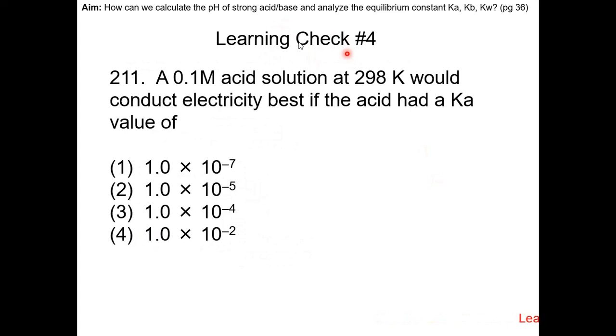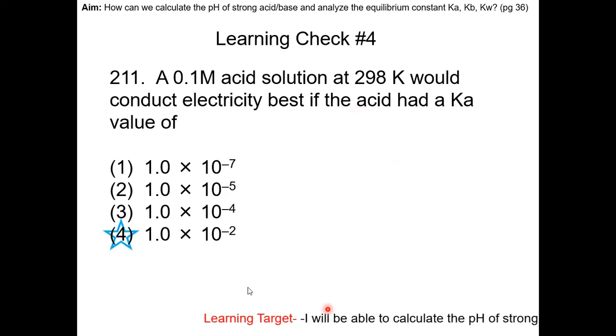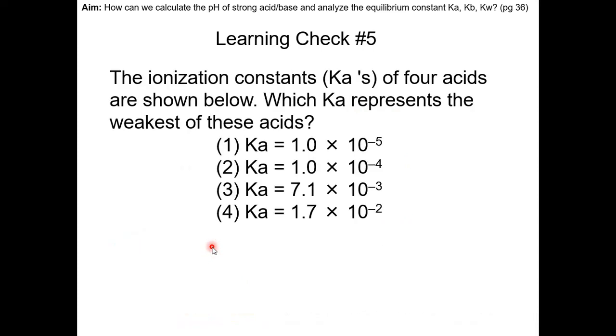Learning check number 4. A 0.1 molar acid solution at 298 Kelvin will conduct electricity best if the acid has a Ka value of what? Pause the video. Resume completed. You're looking for a large Ka because with a large Ka, there will be more ions, which will conduct electricity better. So the answer is choice 4.